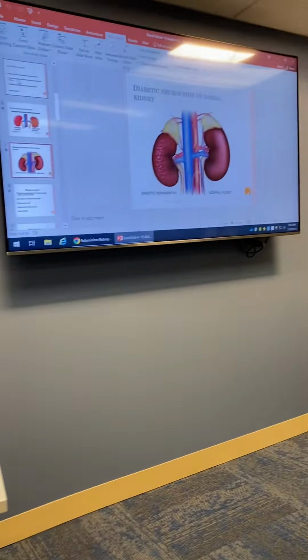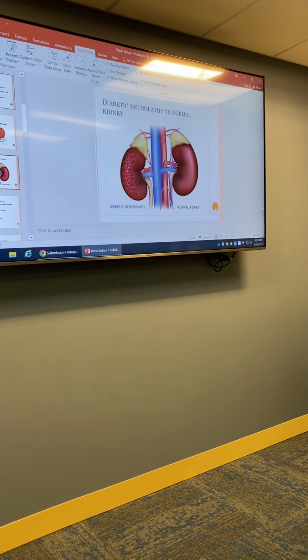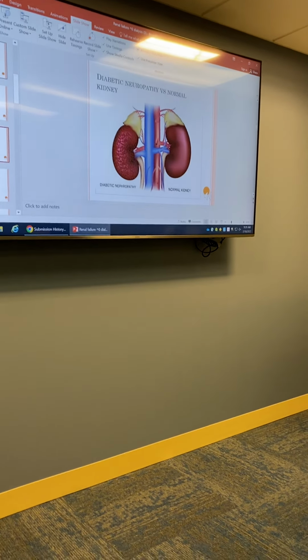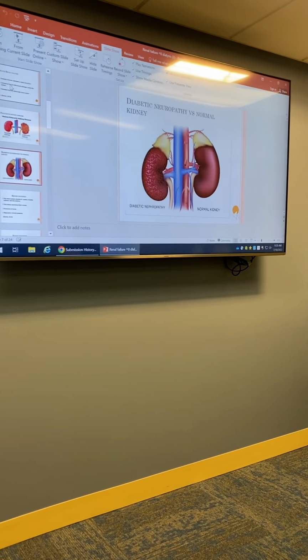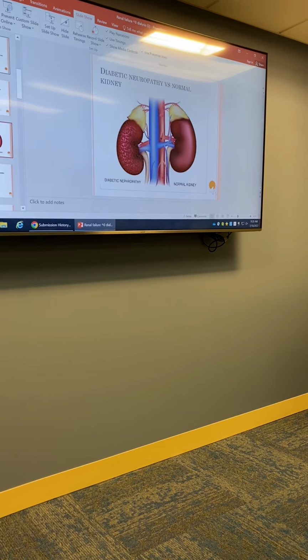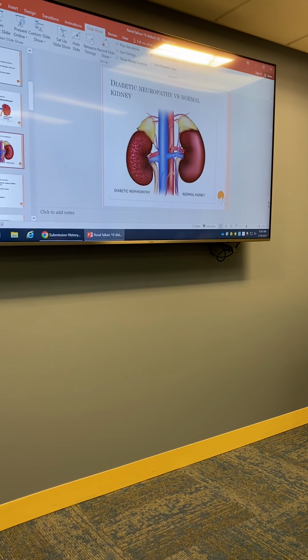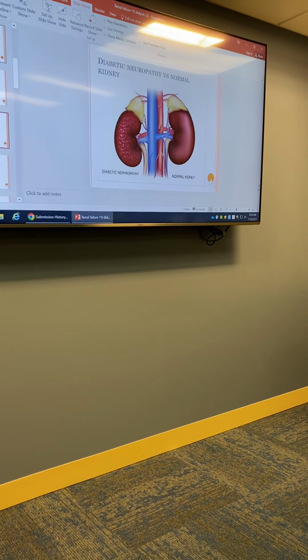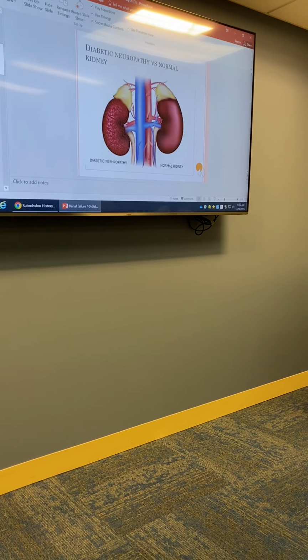I thought that I would put this up because people said diabetes does a lot of damage, and it seems to go hand in hand with other comorbidities. On this kidney right here, it looks like it's scarred, but I don't know. But the normal kidney looks nice and smooth.